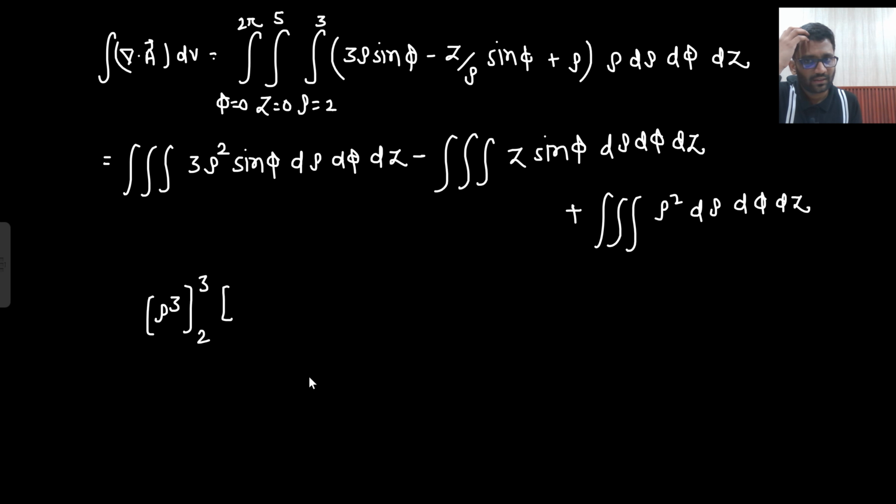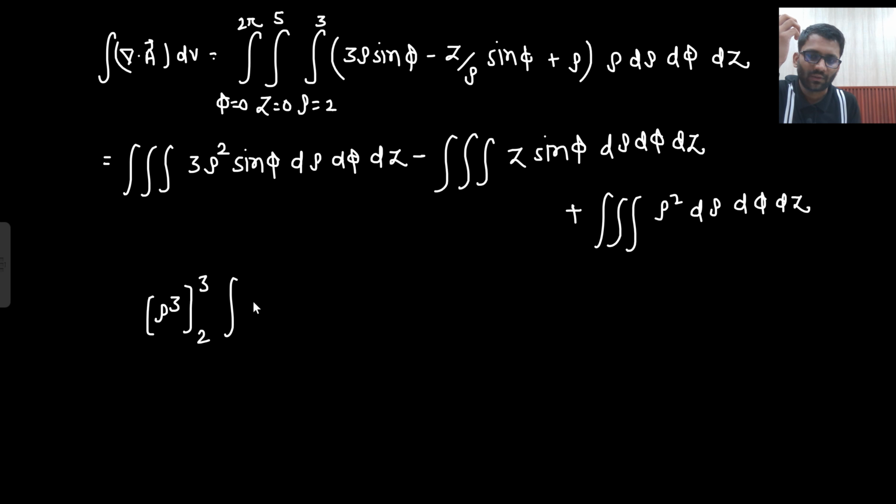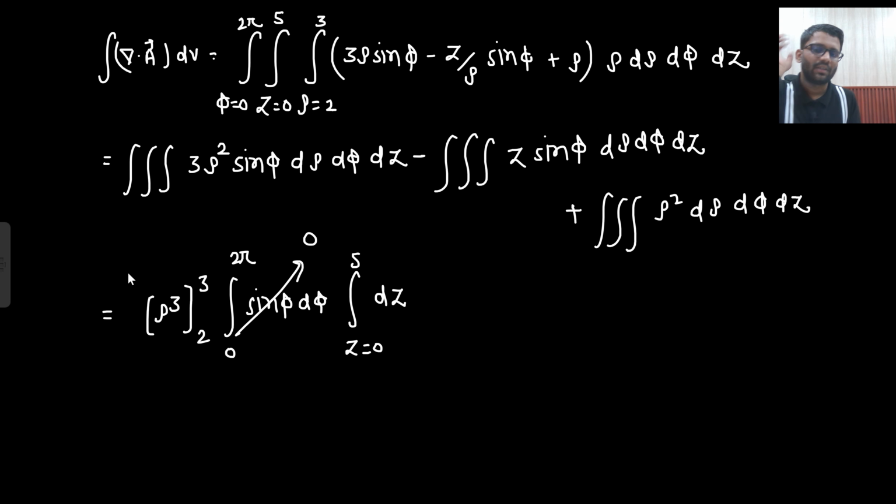What about sine phi? Sine phi d phi, what would that be? Basically integration of sine phi d phi from 0 to 2 pi. What will be the answer? What do you think? 0. So this term has gone to 0 now. There is no issue about this term. And what about z? Z is going from 0 to 5, but I don't care because this term will be 0 now. So I don't need to think about this term at all.